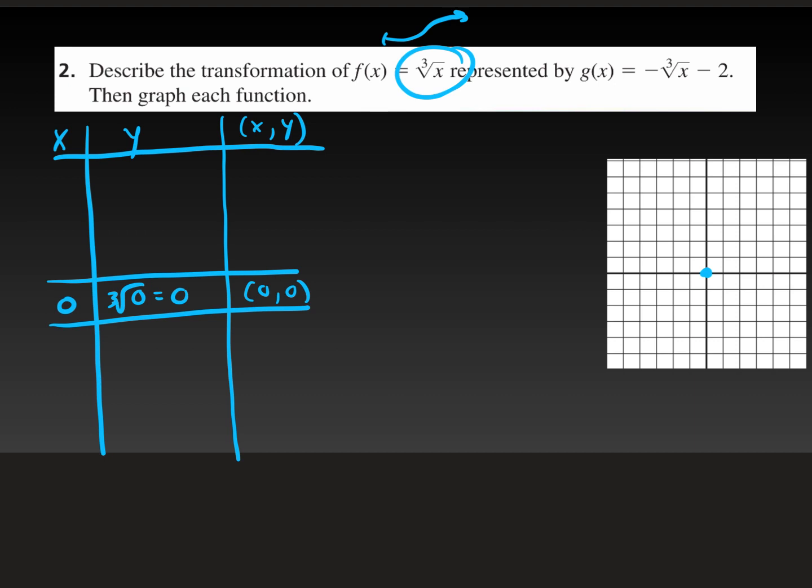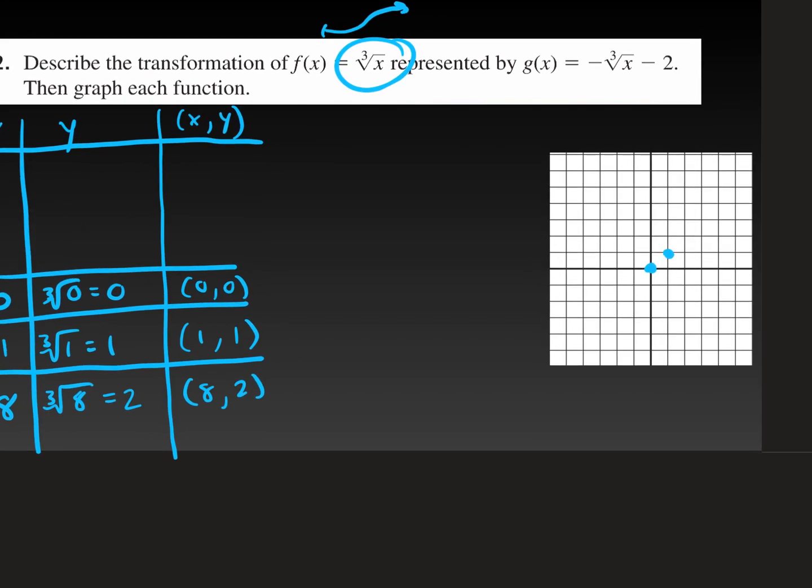What's another number I could plug in? 1. What's the cubed root of 1? 1. So 1, 1 is my next point. Go to the right 1 and up 1. What's another number I could plug in? 8. 8 is our perfect cube. So what's the cubed root of 8? 2. So my other point would be 8, 2. It's a little bit off our graph, but that's fine. We're going to go to the right 8 and up 2. Just helps us see the shape of our graph. So that's the right side.